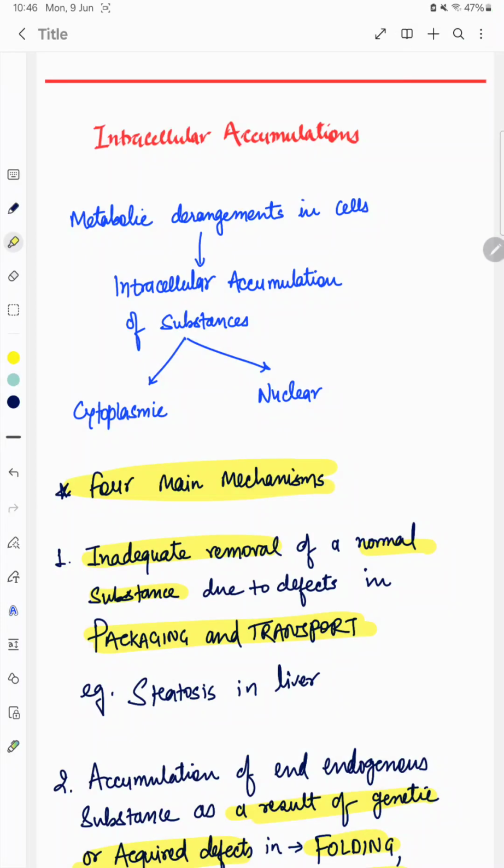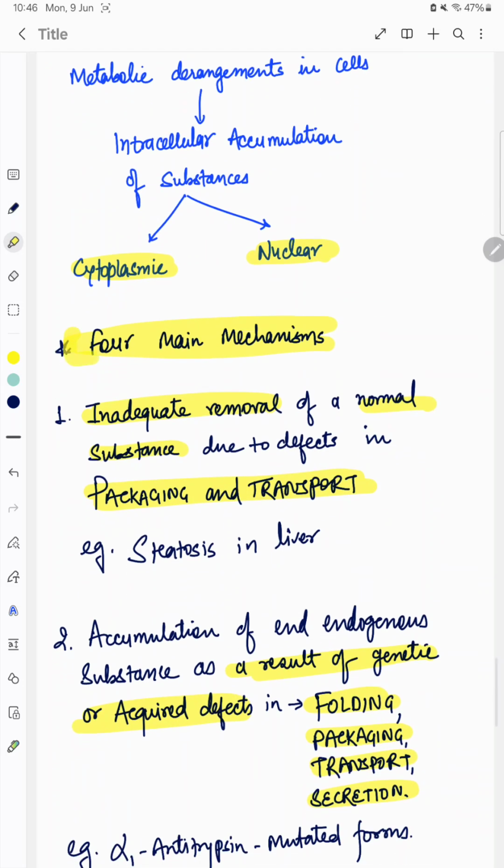Hello everyone. Now we are going to discuss intracellular accumulation. In metabolic derangements in cells, there could be intracellular accumulation of substances, either cytoplasmic or nuclear. There are four main types of mechanism responsible for intracellular accumulation.